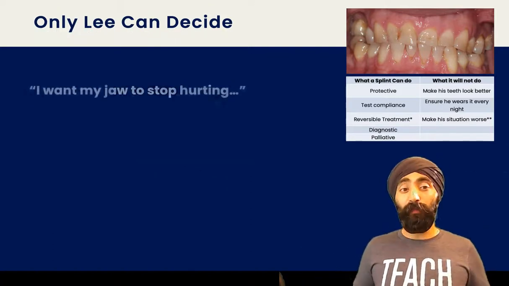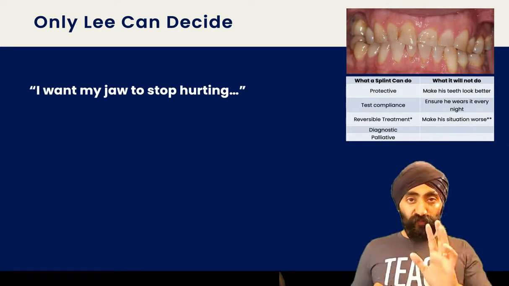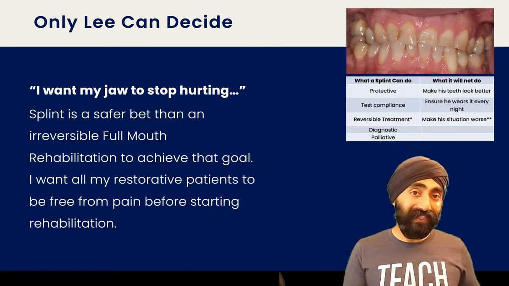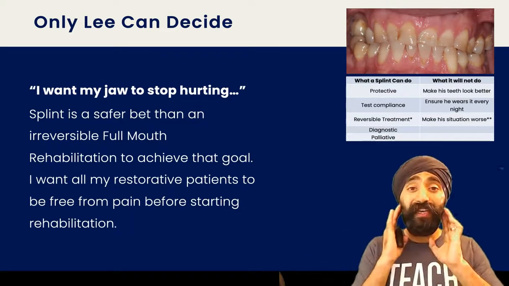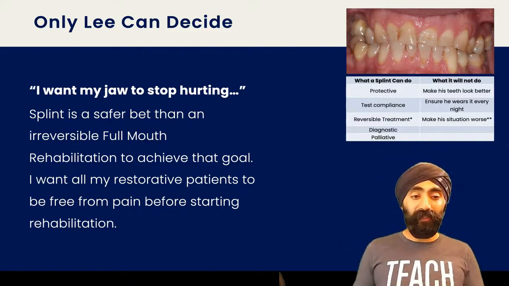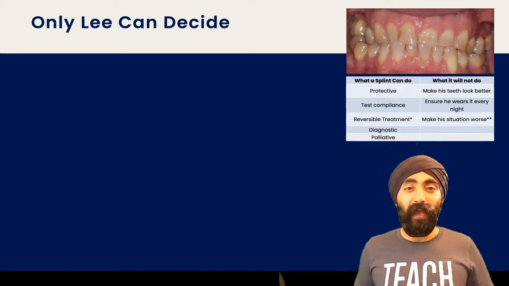If, however, the patient says, "You know what, I just want my jaw to stop hurting," if the main goal is pain, do you really want to do a full mouth rehab? Surely it makes sense to give a splint first to make sure we can get him out of pain before we go for something that's expensive and complicated. So yes, if he wants things to stop hurting, an appliance is justified.